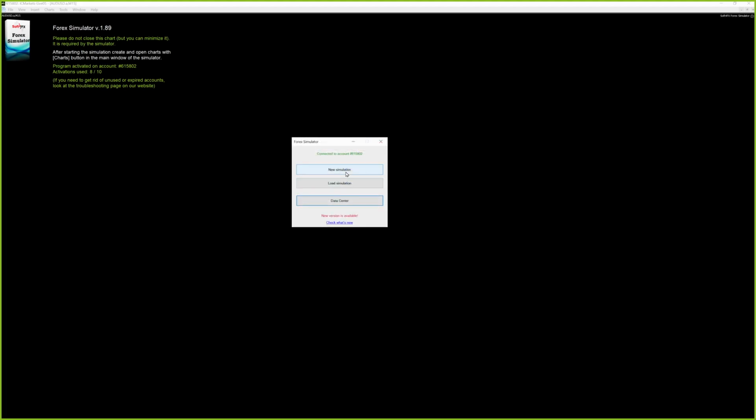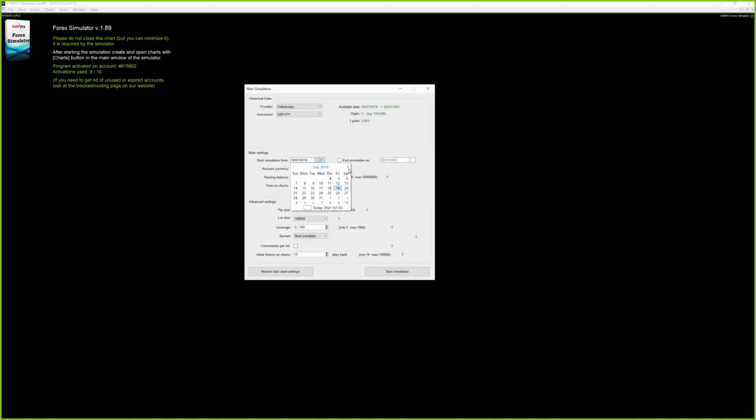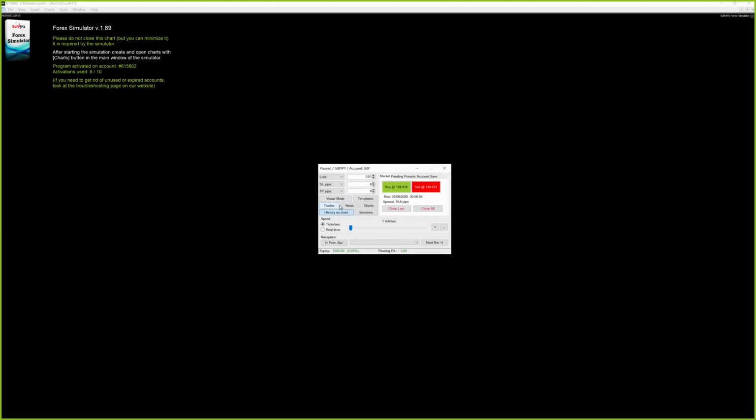So data is downloaded. So we're going to go towards new simulation, pound yen. We're going to choose August, 2nd August, pound yen. We're going to start with 5,000 pounds. We're going to choose New York close, pip sizes, whatever. Leverage, we're going to go to 1 to 500. Commission per lot, I think it's going to be standard commission, whatever that is. History on the charts is going to be 100 days. We want to see 100 days in the chart to see what's happening. So, perfect. Let's start this simulation.